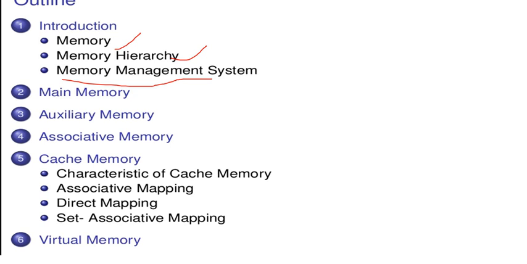Then we will talk about the main memory. It is the memory that is directly connected to the CPU. That is, the CPU most of the time accesses the main memory for the content that is being executed or which is under processing. Then we'll talk about the auxiliary memory, the memory which provides us the permanent storage, which is a non-volatile type of memory. Then we will talk about associative memory, which is basically the content addressable memory.